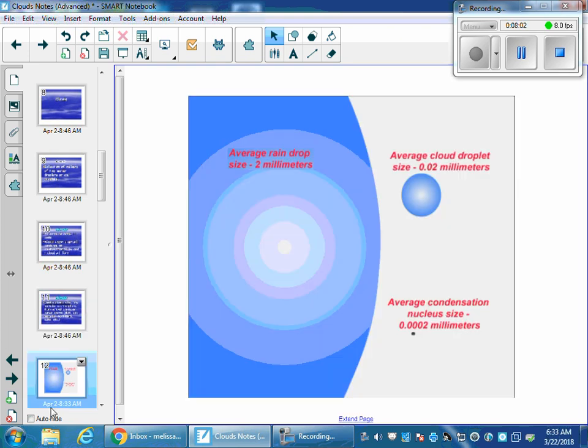So to kind of put it into reference here with size, the average raindrop size is about 2 millimeters. The average cloud droplet size is about 0.02 millimeters. And the average condensation nucleus size, those are the particles, dust, stuff like that in the atmosphere, is 0.0002 millimeters. So much, much smaller. But that kind of puts it into perspective.